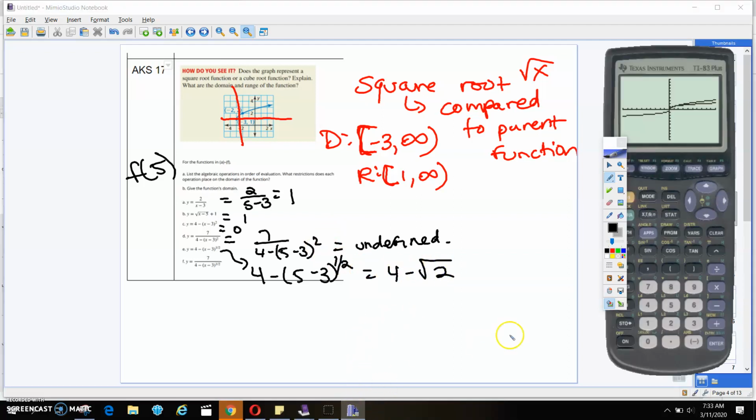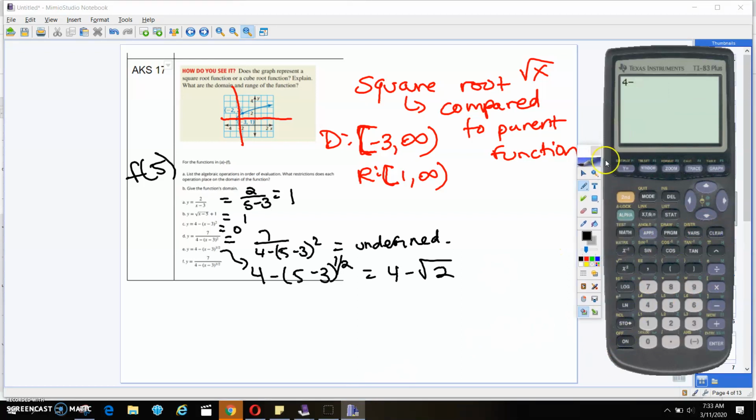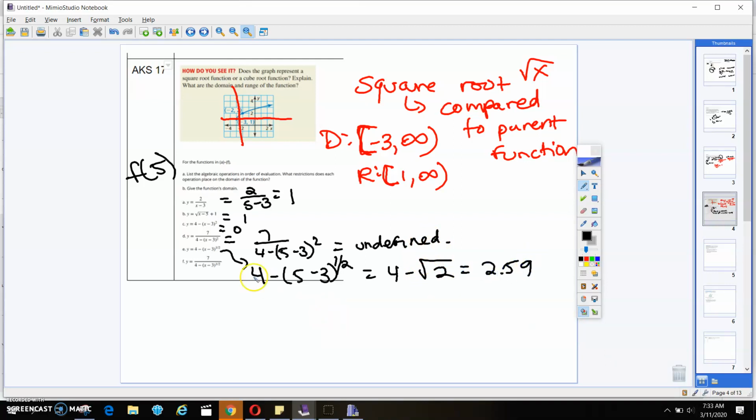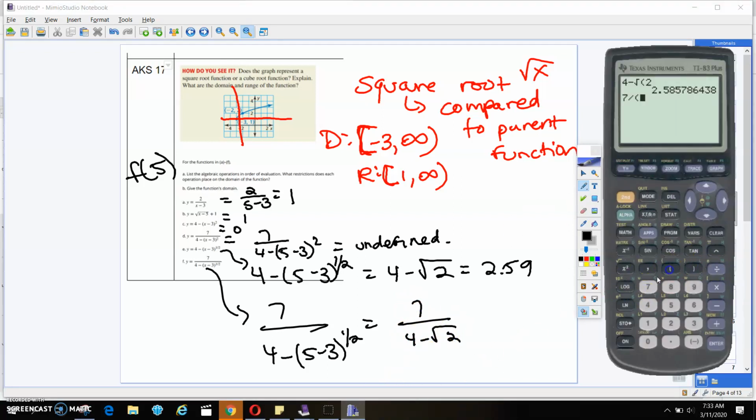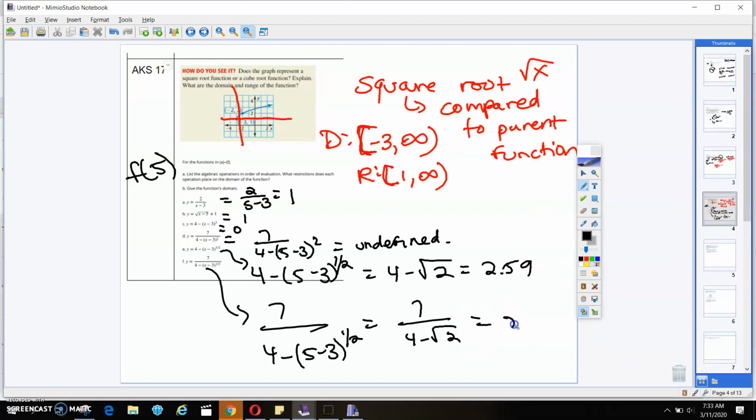And if we plug that into our calculator, 4 minus square root of 2, that's going to give us 2.59. And then this last one, 7 divided by 4 minus 5 minus 3 raised to the 1/2. This is going to give us 7 divided by 4 minus square root of 2. Plug that into our calculator. That's going to give us 2.7.